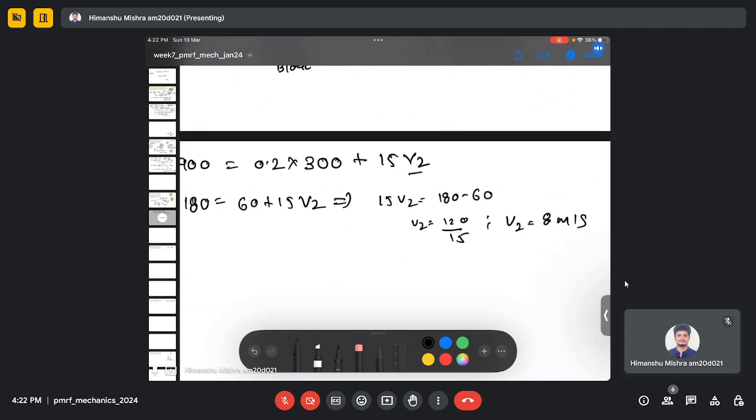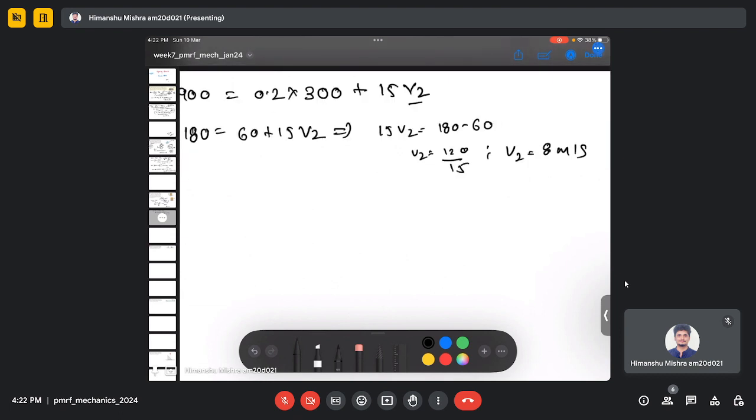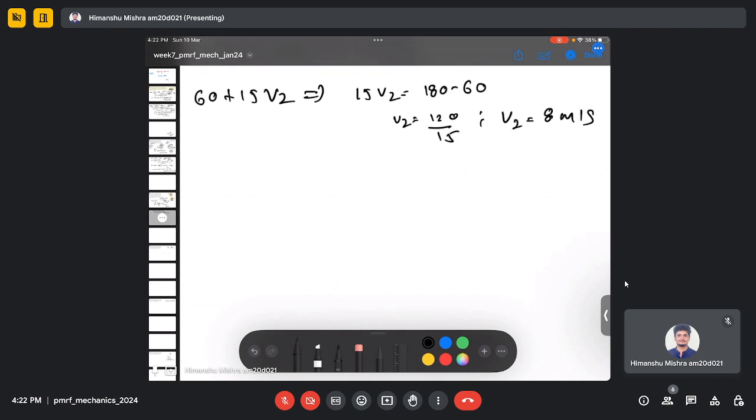Now we need to find the time when the block, which has a velocity of 8 meter per second now, will come to 0 due to the friction force. So this is my block. This is the weight. This is the normal reaction of the block. And this is my friction.